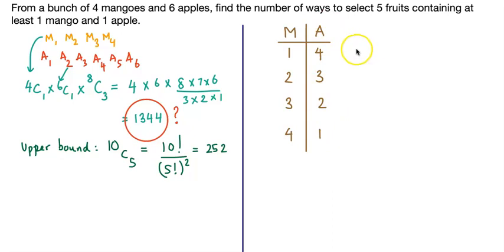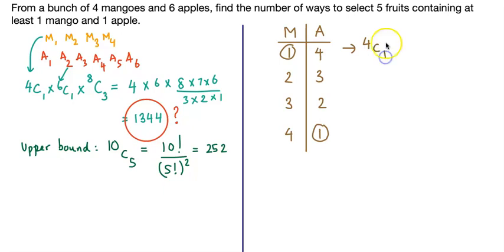And these are the only combinations, right? Because we need to have at least one mango and at least one apple. So you cannot pick 5 mangoes and no apples. Okay, so these are the only combinations. And how many ways can you pick 1 mango and 4 apples from a bunch of 4 mangoes and 6 apples? Well, that is unambiguous, I think.